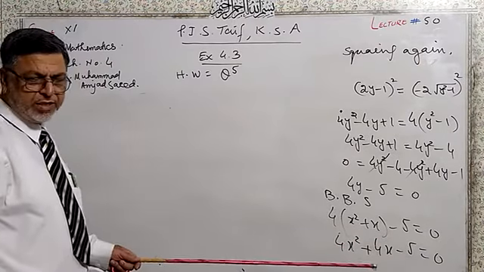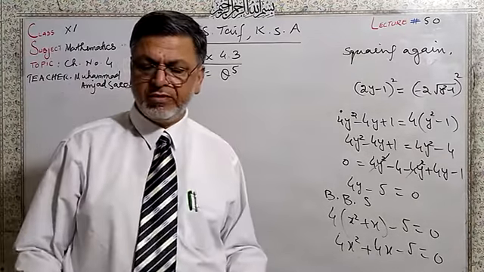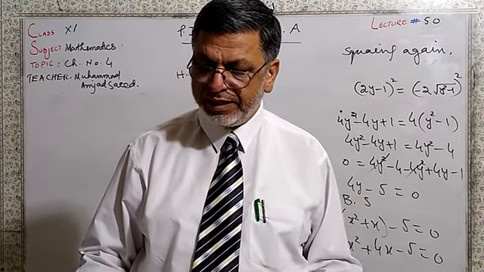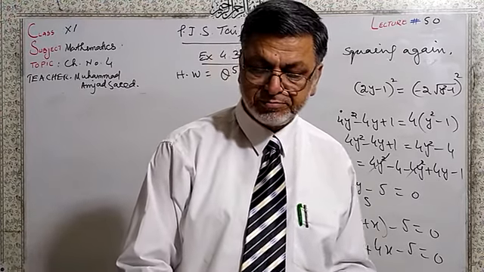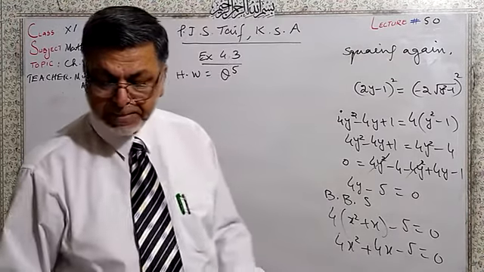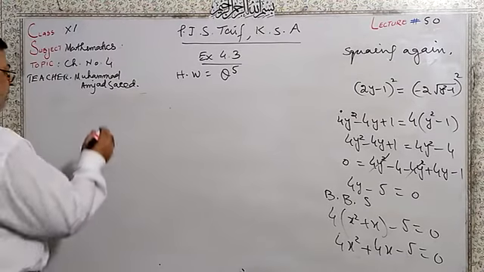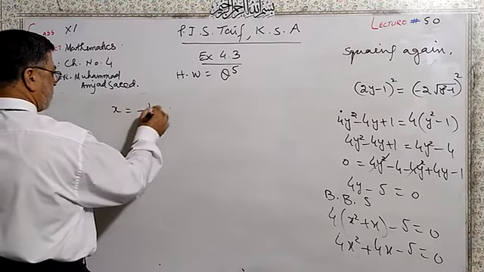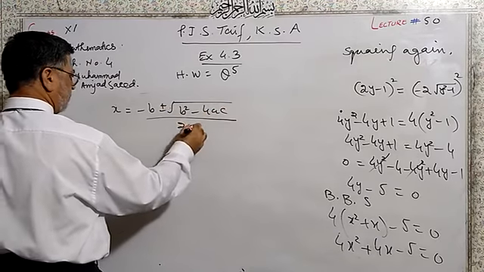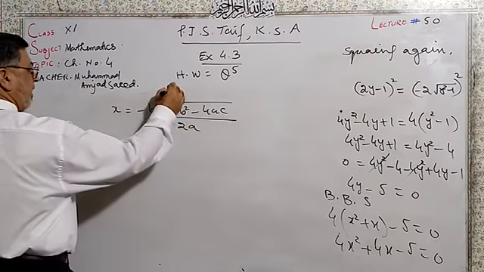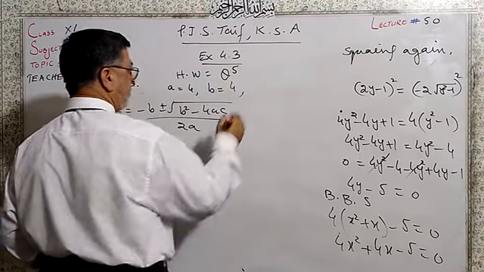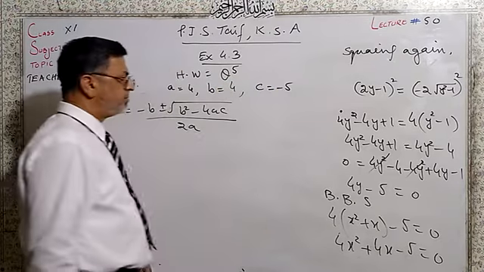Dear students, we will apply the quadratic formula here to find our required answer. Okay, we can have x is equal to minus b plus minus square root of b square minus 4ac over 2a. You know that a is equal to 4, b is equal to 4 and c is equal to minus 5.